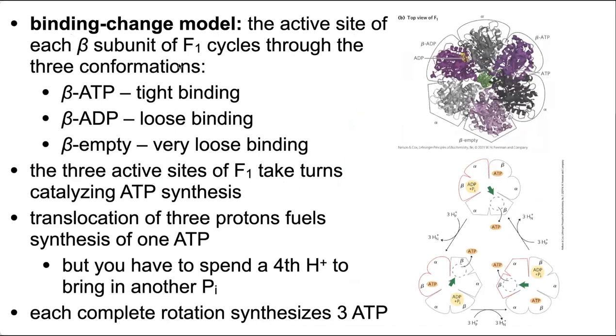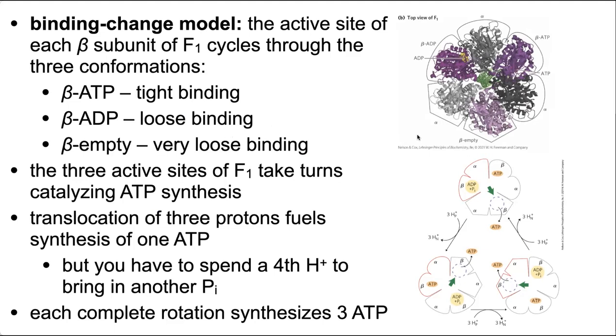In a little more detail, F1 has three each of its alpha and beta subunits. The beta subunit, this is where we have our active site. The beta subunit can be in one of three conformations. There's the one that holds on really tightly to ATP, this tight binding. Then we have the form where it's loose binding, it binds to ADP. And then we have empty, where it's very loose binding.